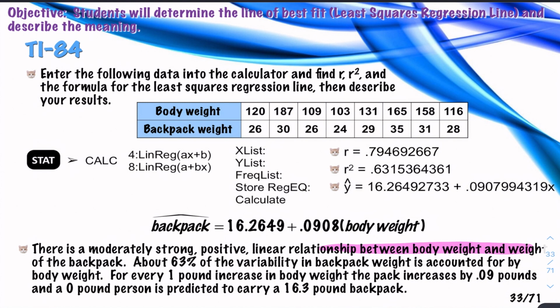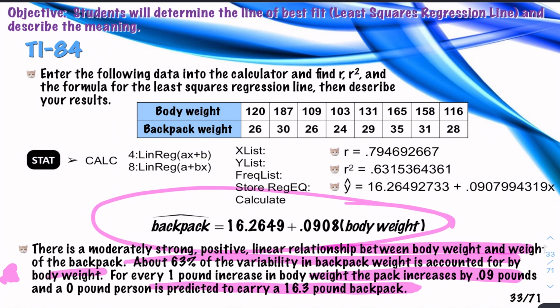Now, switching back to our notes, there is a moderately strong, positive, linear relationship between body weight and weight of the backpack. About 63% of the variability in backpack weight is accounted for by body weight. We haven't seen that type of sentence before. We have seen this one. For every 1 pound increase in body weight, the pack increases by 0.09 pounds, and a 0 pound person is predicted to carry a 16.3 pound backpack.